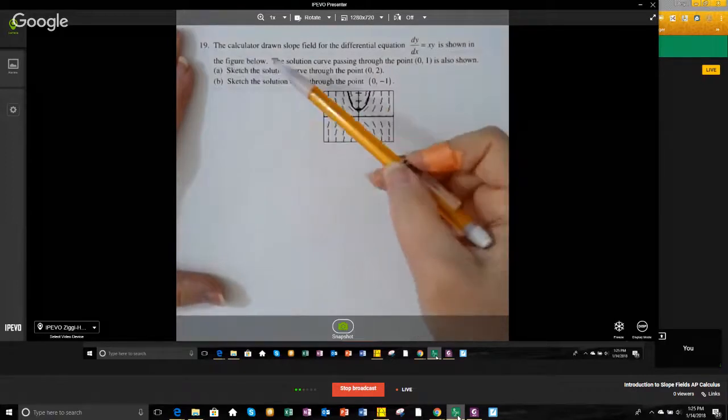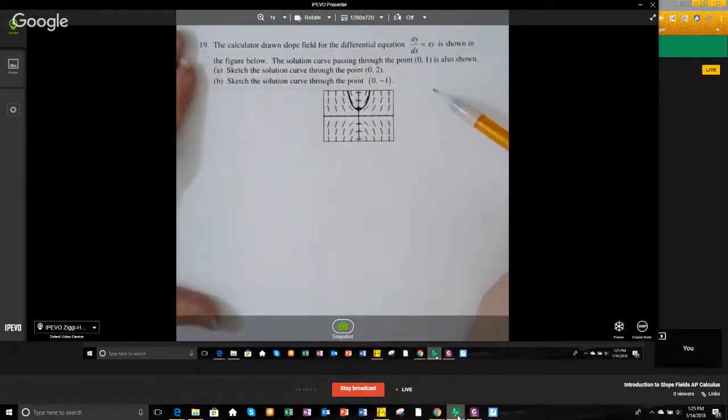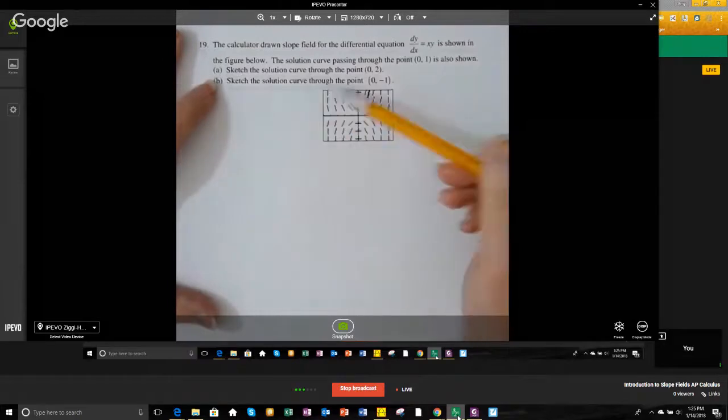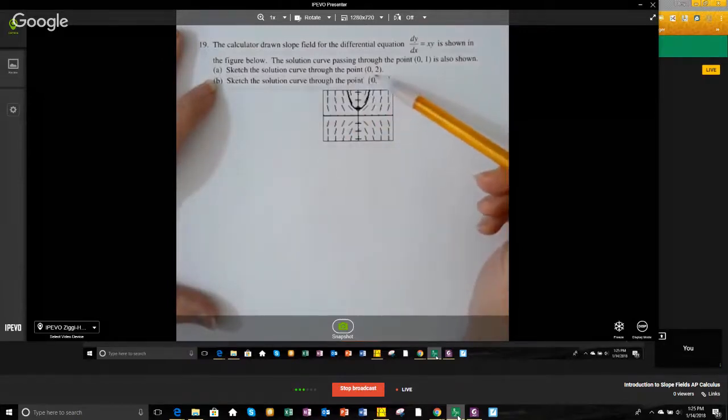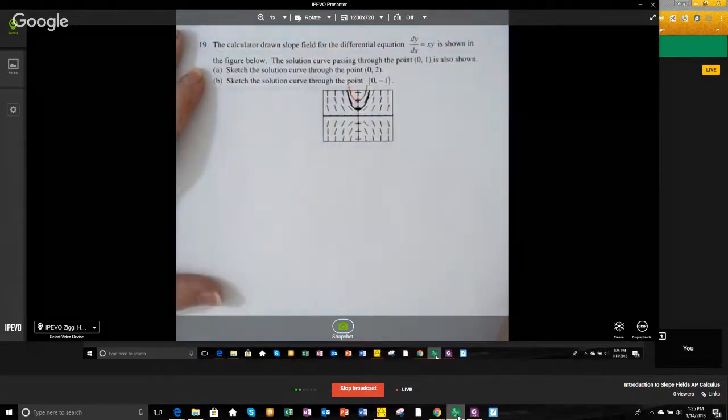All right. Another problem type you would get is the calculator drawn slope field for the differential equation dy dx equals xy is shown in the figure below. The solution passing through the point 0, 1 is also shown. Sketch the solution curve through the point 0, 2. All right, so I'm going to go to 0, 2, and I'm going to follow the slope fields. Well, there it is. There would be my particular solution passing through 0, 2. So part A is done.